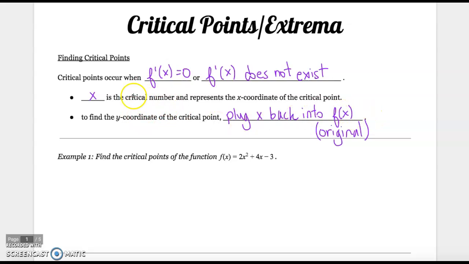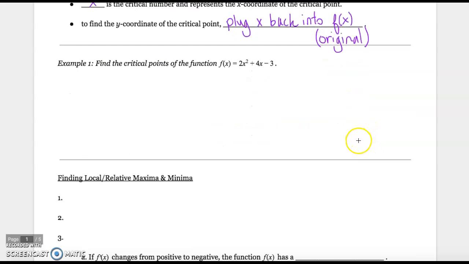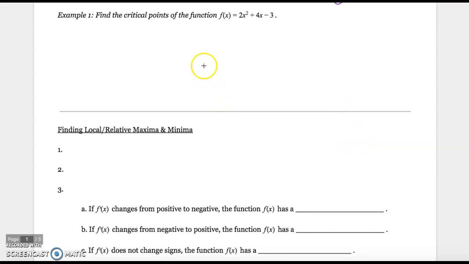So if they ask you for just the critical number, you're finding just the x value. If they want the whole point, you have to plug that x value back into your original function to find the y coordinate as well. So in this first example, for finding the critical points of f of x, we first find f prime of x, which would be 4x plus 4. And then we're figuring out where this equals 0 or does not exist. Now, this is a linear function, so it exists everywhere, but it will equal 0 somewhere. And that place happens to be at -1.